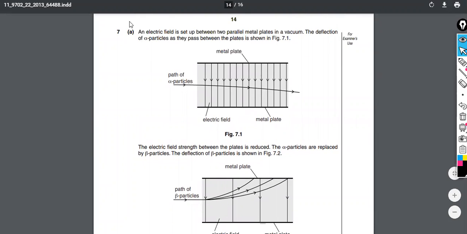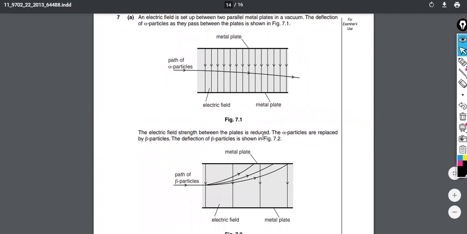All right, it says an electric field is set up between 2 parallel metal plates in a vacuum. The deflection of alpha particles as they pass between the plates is shown. So we got alpha particle that goes in here. They're showing us the direction of the field. Remember that alpha particle is just 2 protons, right? It's a helium nucleus. And so it's going to move in the same direction as a proton would move, right? In the direction of the electric field. And so it gets deflected this way because that's the way that a proton would move. And it's two protons.